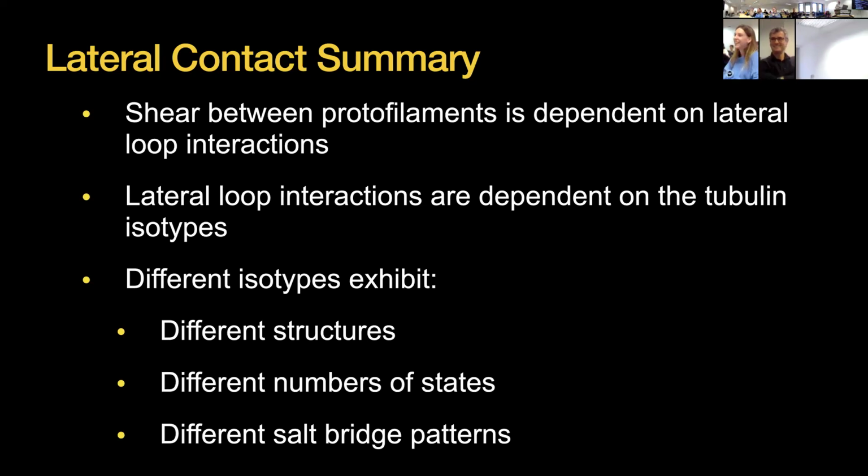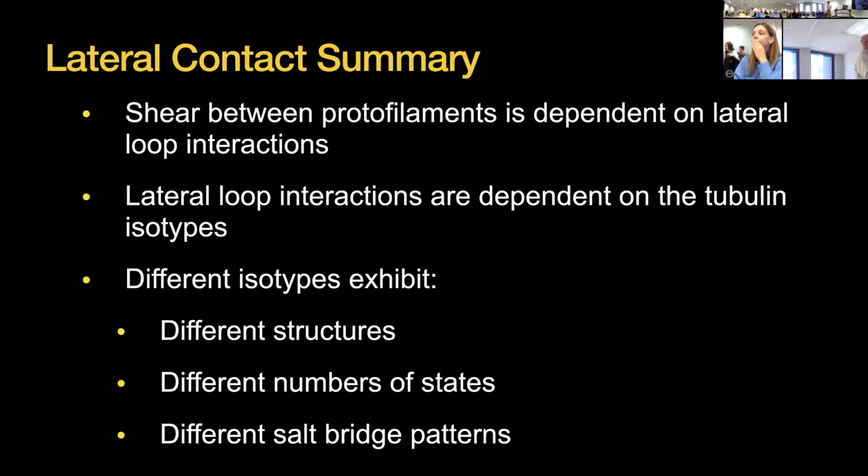All right, so just a quick summary on where we've been so far looking at these lateral contacts. The idea is that the shear between the protofilaments is dependent on these loop interactions. What's interesting is when you look at the mechanics of a microtubule, as an overall unit, it's closer to looking like 13 uncoupled protofilaments than an intact tube, right? So we know these contacts are very weak.